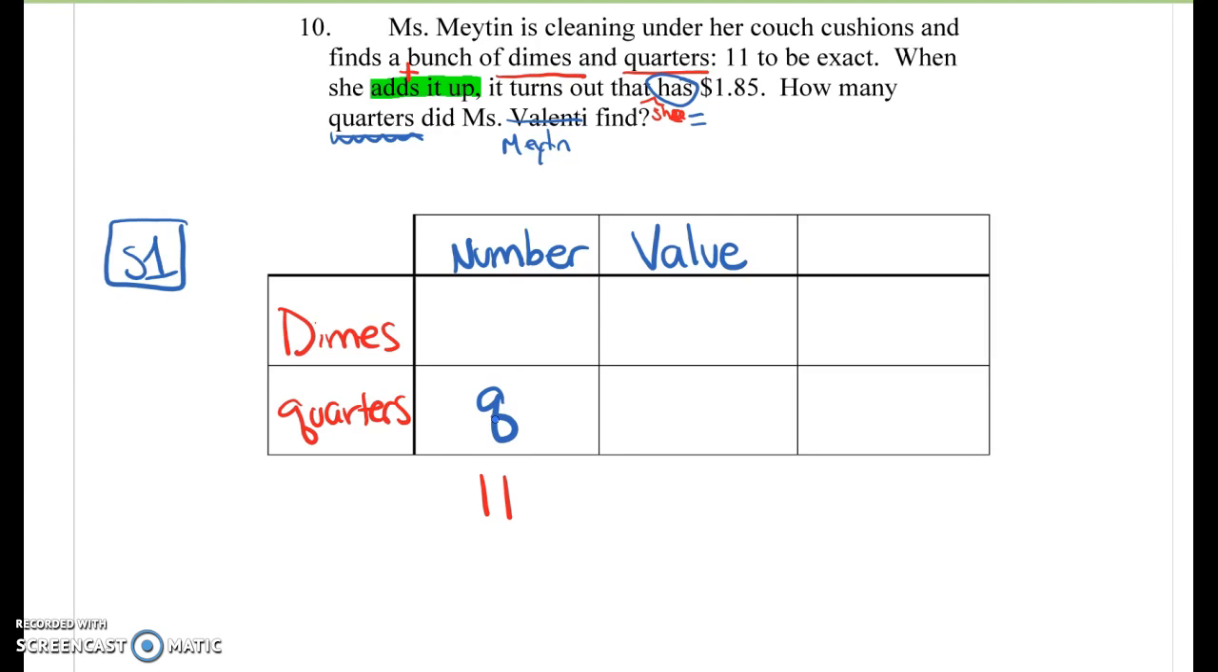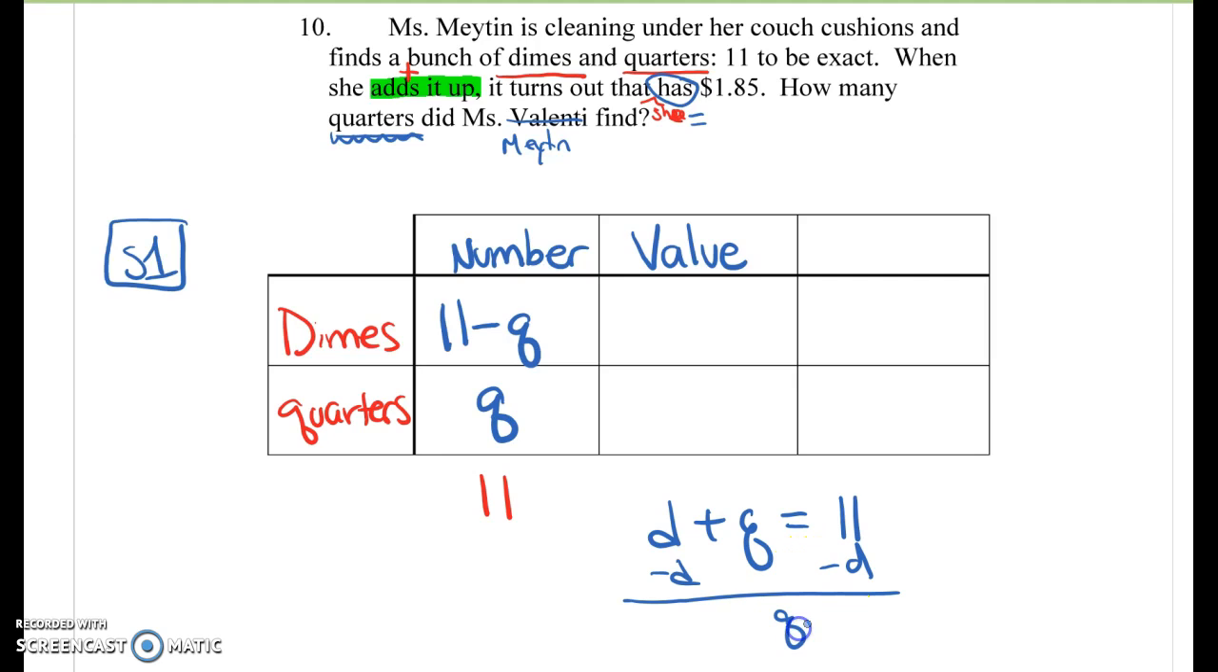So we're going to use Q as our variable. So how many dimes do we have? Well, we have a total of 11 coins, right? So that means that however many quarters we have, we have 11 minus Q dimes, right? Because essentially D plus Q equals 11.